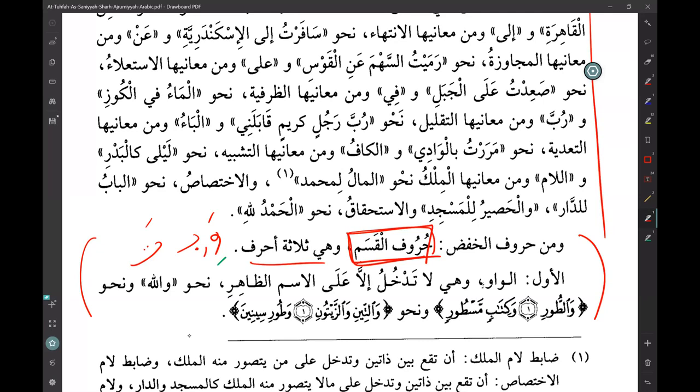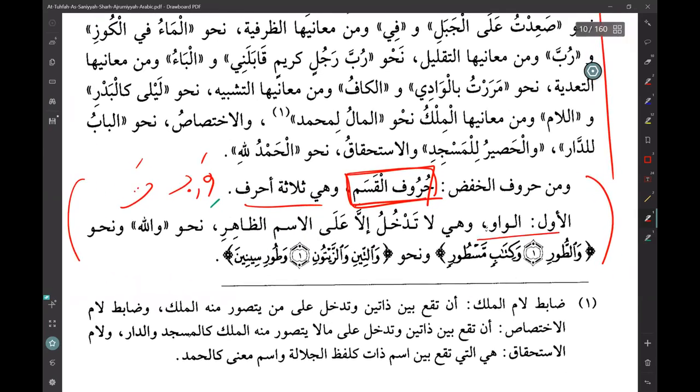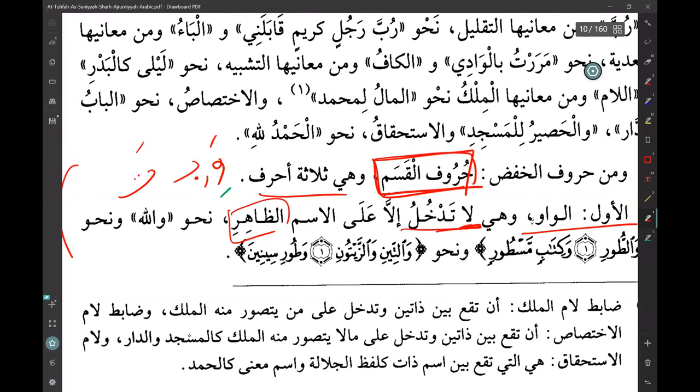Make sense? Now, quickly, what is the difference? Let's read what he's saying. The first one is waw, and it only enters on a clear noun, al-ism az-zahir. So that means it doesn't come other than on a clear noun, meaning a noun as we understand it from the English language perspective. Here, ism means noun.